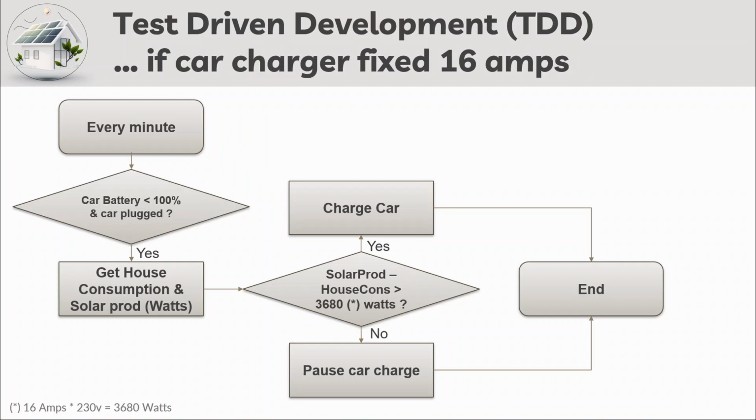Repeat regularly the following step. First, should your car be connected to the charger and its battery not fully charged, get the current electrical consumption of your home and the solar panel's electricity production. If, after the demand of your home, you still have 16 amps available, that is 3.6 kilowatt, assuming your home runs on 230 volts outlets, start the car charging, else pause the car.